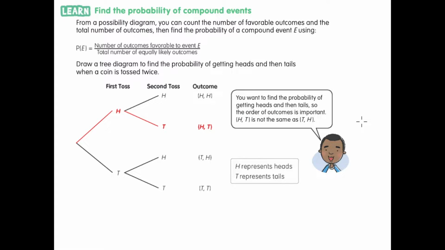In this lesson, we'll be finding the probability of compound events through the use of possibility diagrams. We've learned previously that the probability of an event occurring is the number of outcomes favorable to the event over the total number of equally likely outcomes. So that is how we find probability.